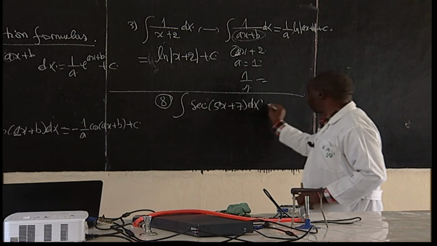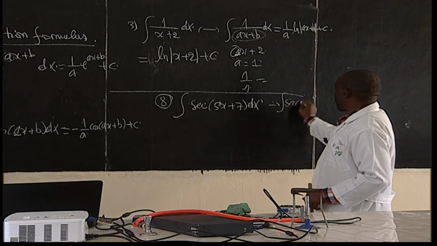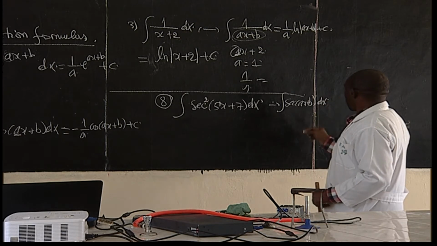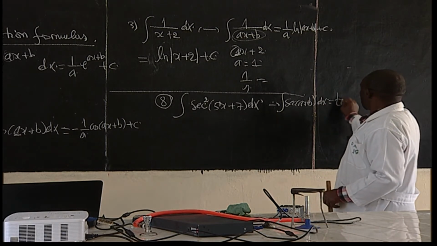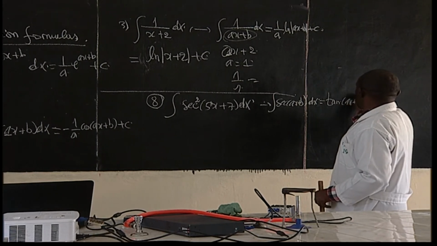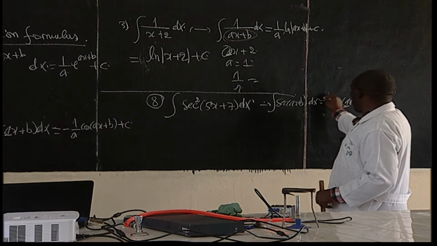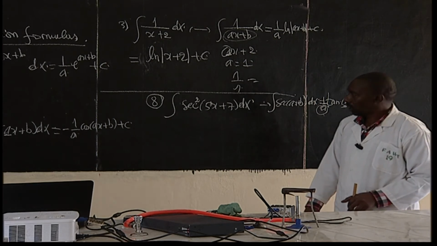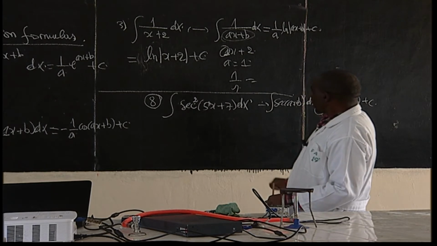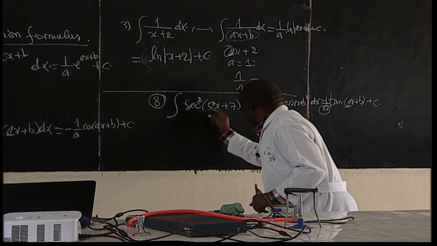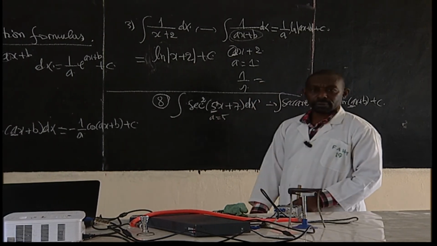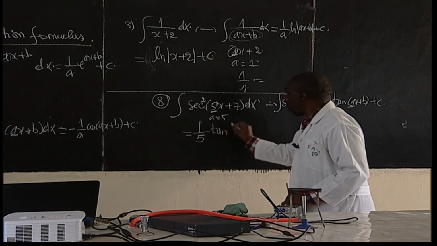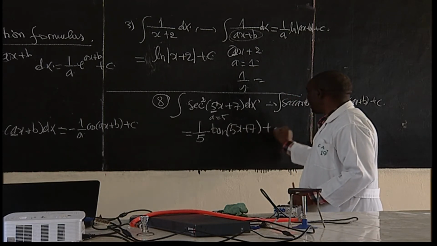Comparing this integral to the integral of sec squared of (ax plus b) dx, which is equal to tan(ax plus b) plus c, I have this one divided by a, right? I want to know the value of a, isn't it? Means that a is equal to 5. So I'll be having 1 divided by 5 tan of 5x plus 7, then plus c.